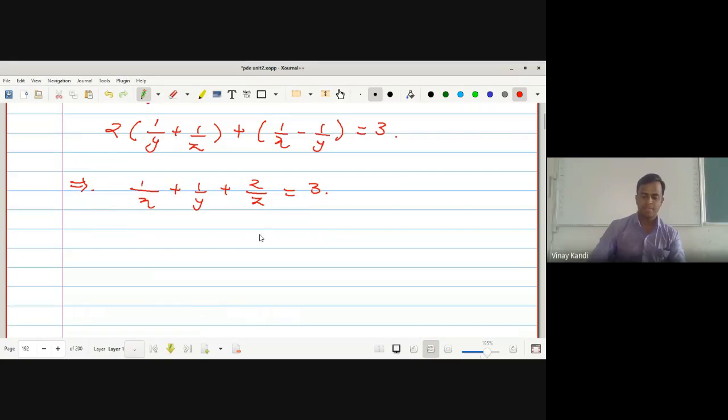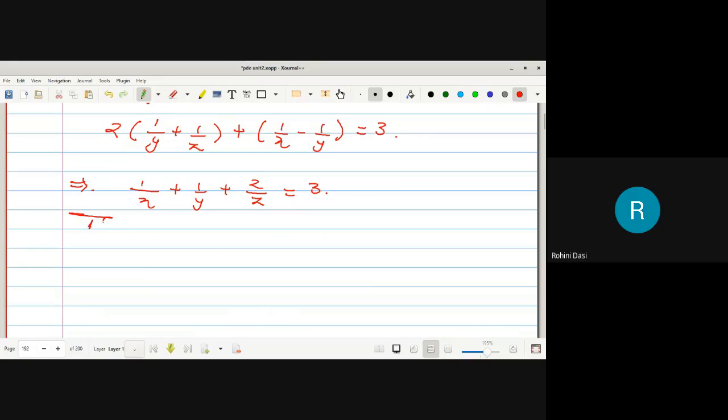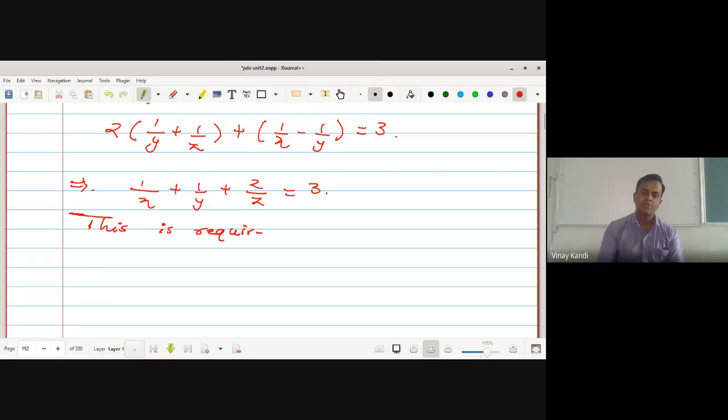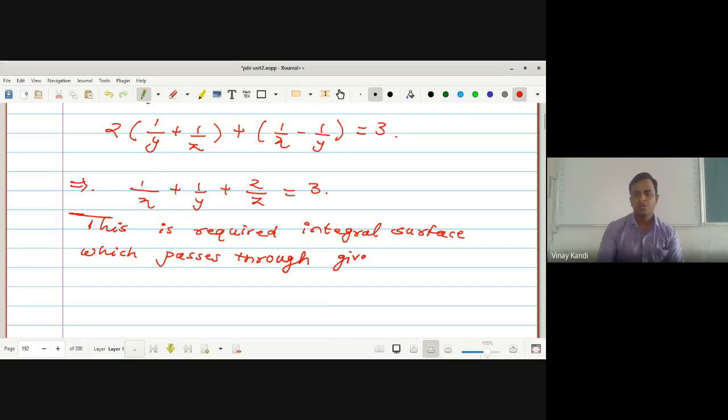Any doubt up to here? No, sir. This is the required integral surface which passes through the given curve.